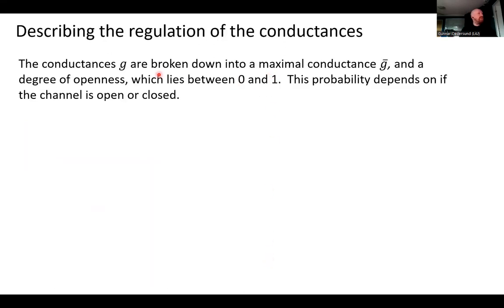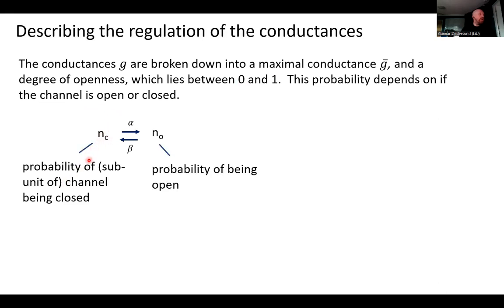So now let's look at these G's, these conductances. And they are broken down into a maximal conductance and a degree of openness, which is a value that lies between 0 and 1. If you're at 1, then you are, of course, at the maximum capacity. So you multiply these values together. And this openness is a probability which depends on if the channel is open or closed. So you have here a probability of a channel, or actually a subunit of a channel, being open and being closed. And the transition rate constants here are alpha and beta in the two directions.